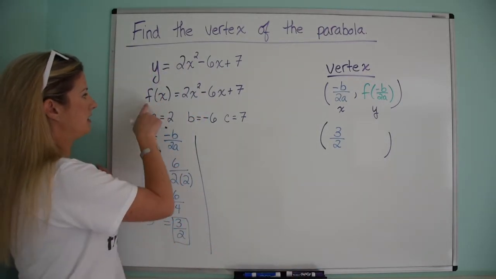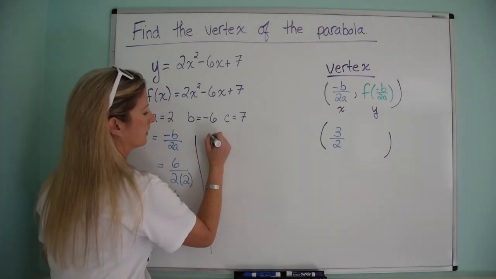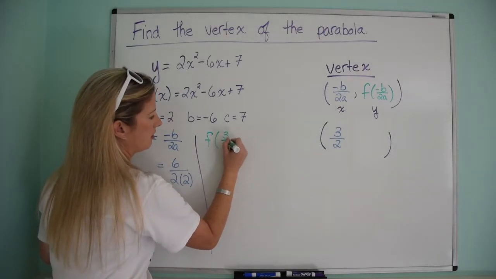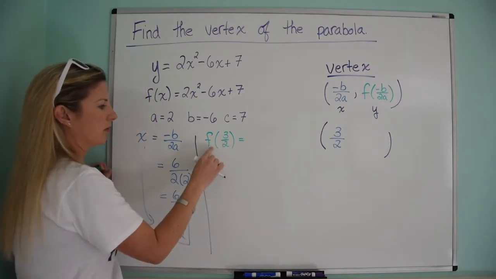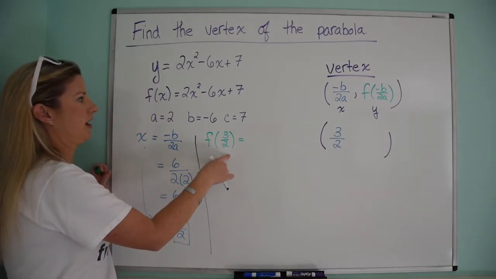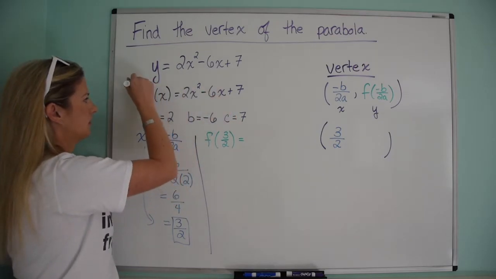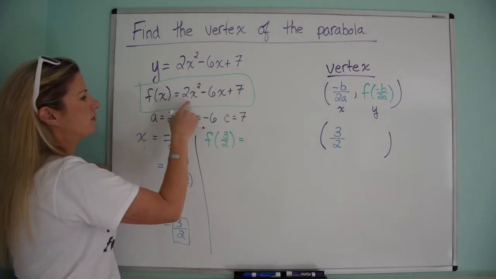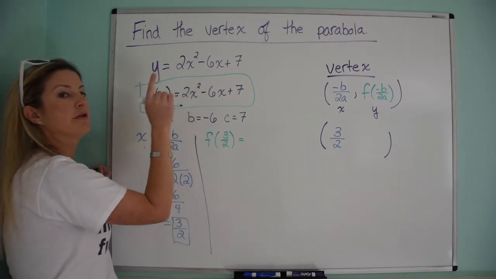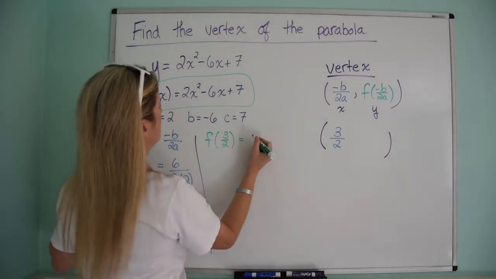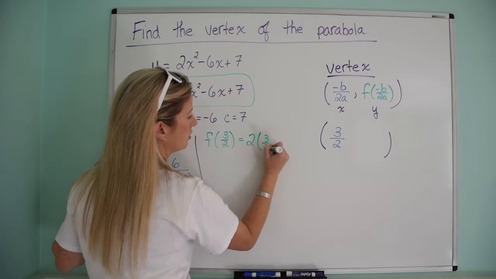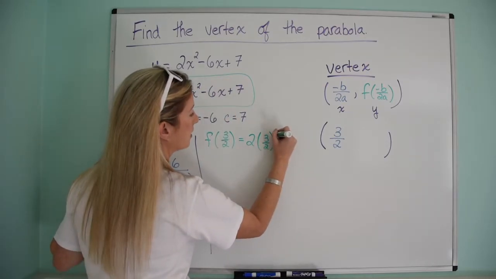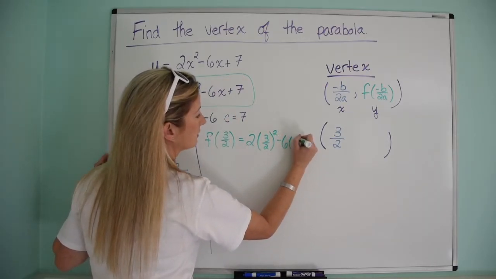So now what we want is f of 3 over 2. So f of 3 over 2. Okay, so that's going to equal, remember, what this means is wherever we see an x, we are plugging in 3 over 2, okay? So it's going to be 2 times 3 over 2 squared minus 6 times 3 over 2.